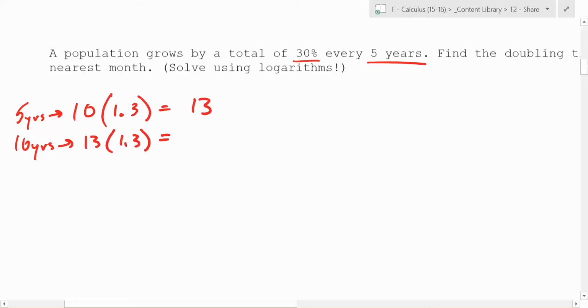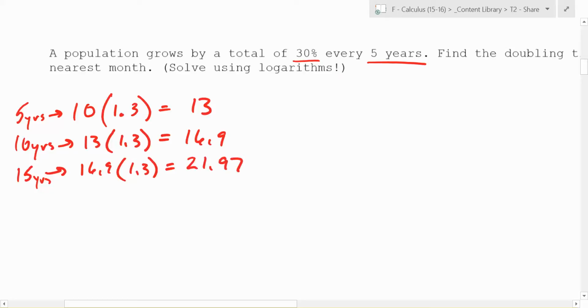1.3. Can someone do that on their calculator for me and tell me what that is? Just keep up with me. 13 times 1.3. Can someone do that? 16.9. So then, to get 15 years, what would you need? 16.9 times what? So what's that equal? Do that for me. Times 1.3. 21.97.